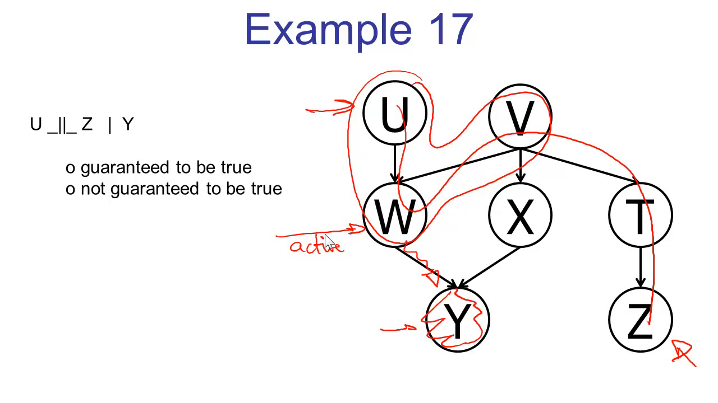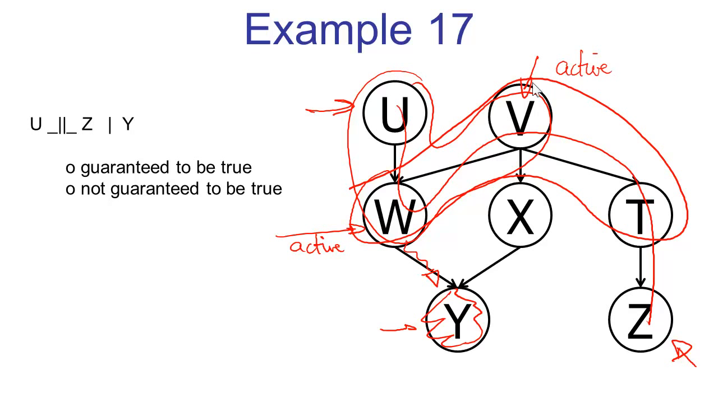When we find an active triple along a path, we need to keep checking. So we move on to the next triple along the path, which is WVT. This is a common cause with the middle node unobserved. Common cause, middle node unobserved means active. And then the last triple here, VTZ, is a causal chain, middle node unobserved, which also means active. All three triples along the path are active.